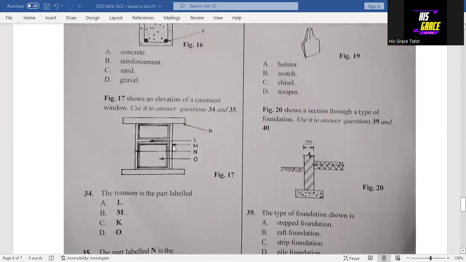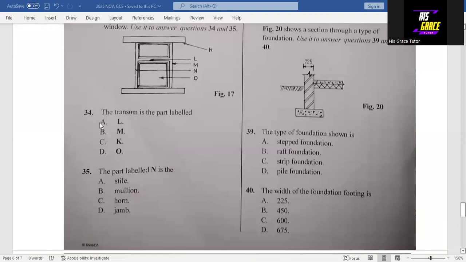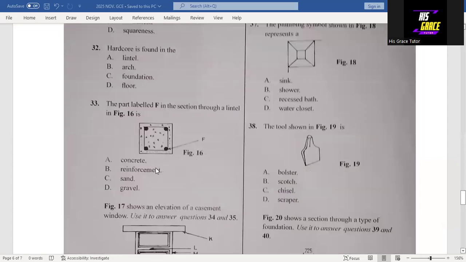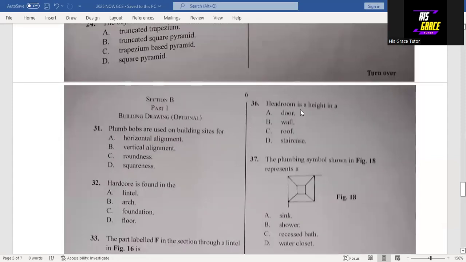Then question 33, the part labeled F in the section through a lintel in figure 16 is reinforcement. That is option B. Then we have to use this diagram to answer questions 34 to 35. Question 34, the transom is the part labeled L. That is option A is the answer to question 34. And question 35, the part labeled N is the star. That is option A is the answer to question 35. Then going to question 36, headroom is a height in the staircase.